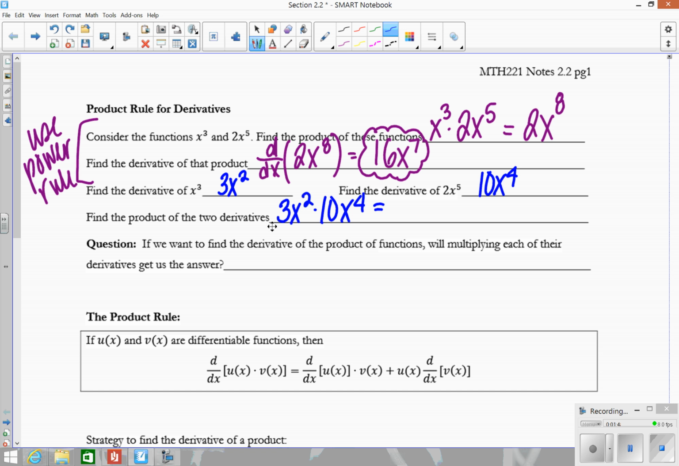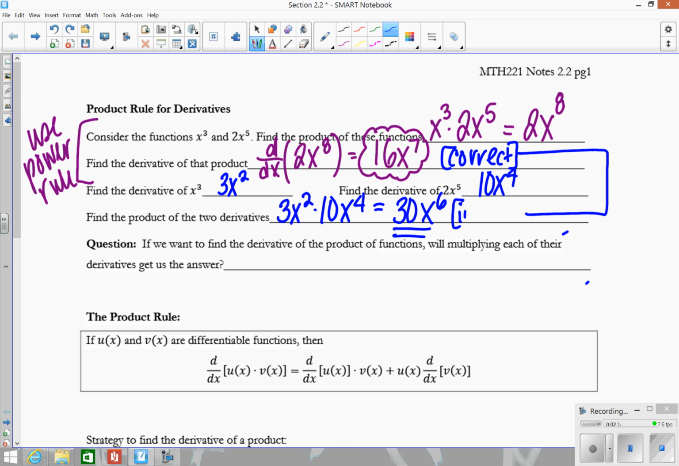When I multiply the derivatives, I get 30x to the 6th, and you see that these two things are not the same. So this is the correct answer because we applied the power rule. We found the product so that it was in the format needed for the power rule. The second method we did was to ask, is it the same as taking the derivative of each part and then multiplying them? We just saw that it's not. You get a different answer. So this is the incorrect answer.